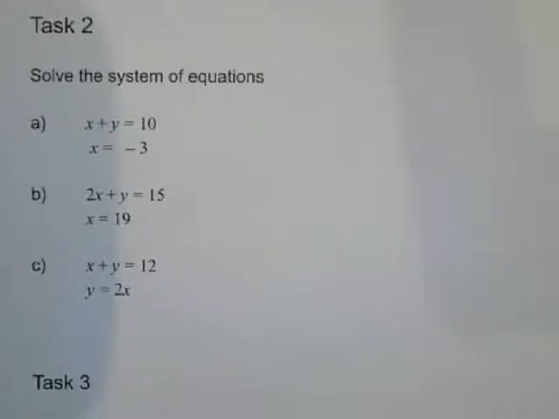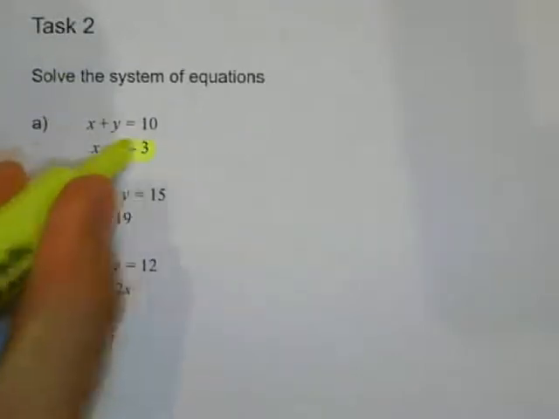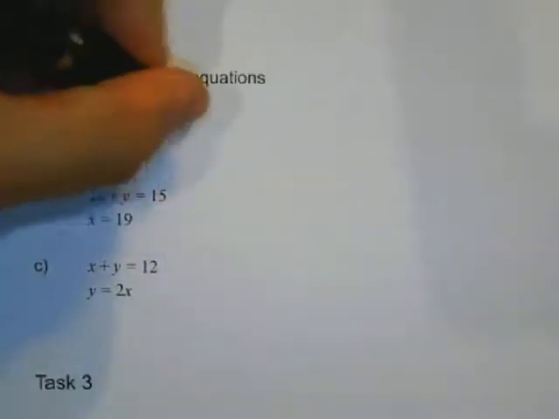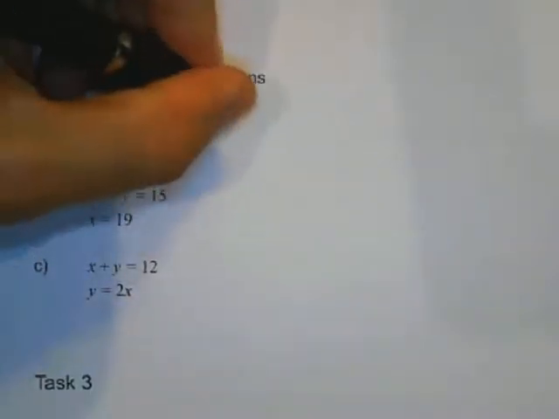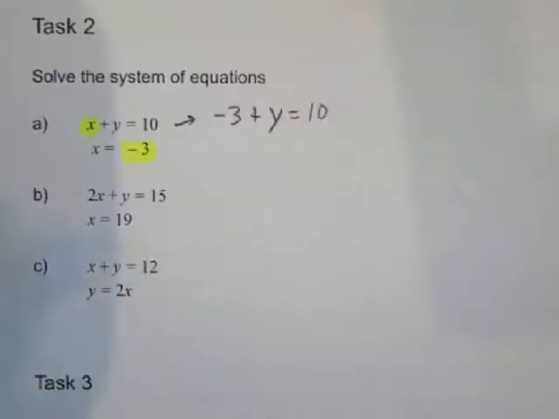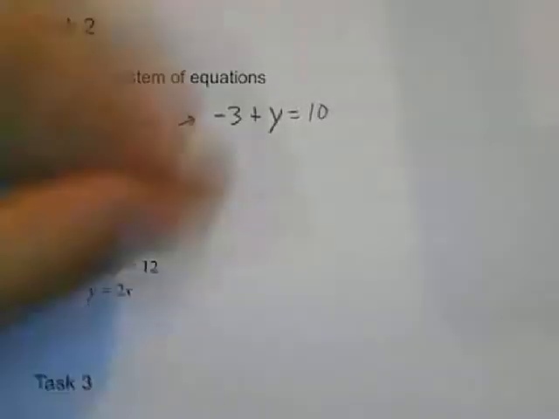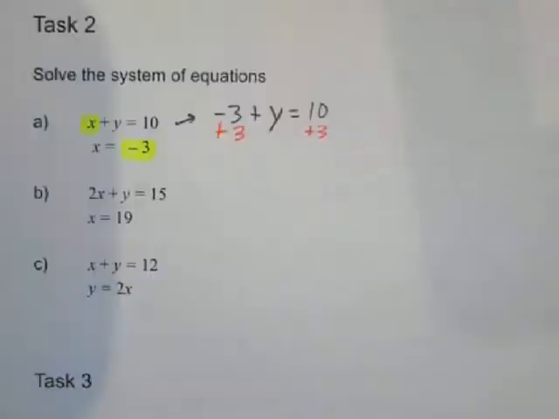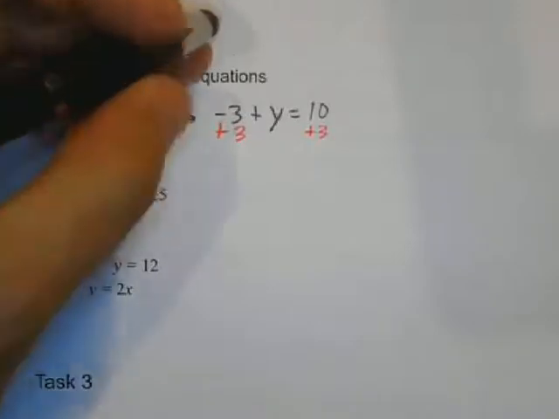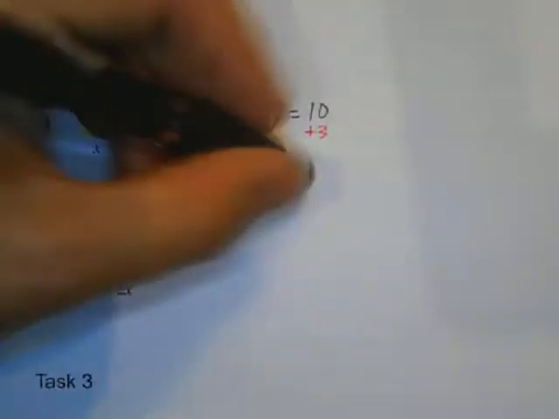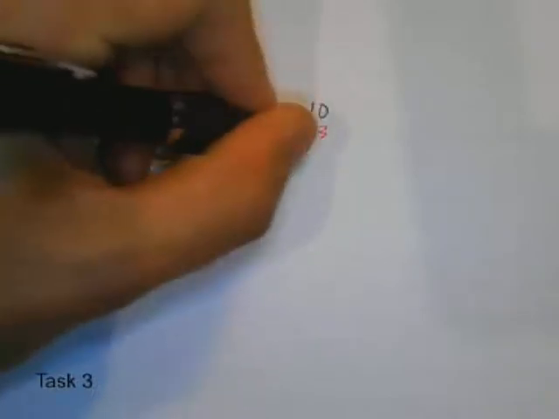So let's practice this. Alright, so I'm going to substitute negative 3 in for x, and now I've got negative 3 plus y equals 10. I'm going to add 3 on both sides, because we're trying to solve for y, right? So I'm going to add 3 on both sides. If you have multiple color pens and highlighters, it might really help you if you're struggling with the concept. Negative 3 plus 3, we're going to end up with y equals 10 plus 3, which is going to be 13.